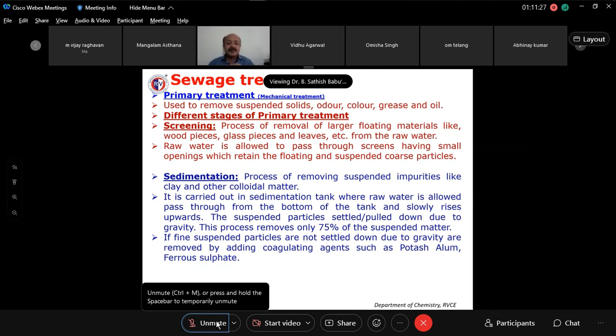If fine suspended particles are not settled down due to gravity, they are removed by adding coagulating agents such as potash alum and ferrous sulfate. So you have to use some coagulating agents. If by sedimentation some impurities are not removed, for them you have to add coagulating agents. If you add coagulating agents, what happens? These coagulating agents will combine with this very small, very light suspended matter, and their gravity and size also increase, right? So then you can settle them at the bottom. Are you following this?